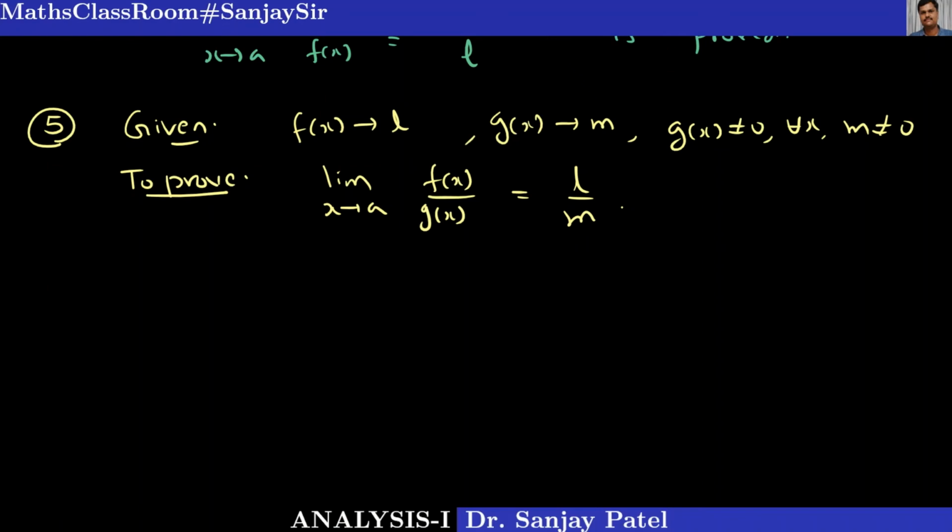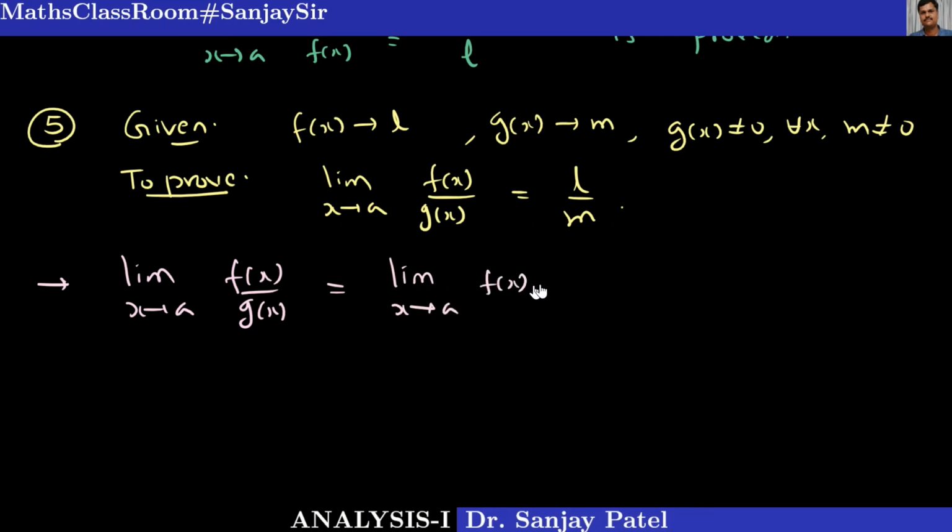Now we consider the limit x tends to a of f(x) upon g(x). Here we don't have to use the epsilon delta because we already proved results 3 and 4, which I will be using in this. This I can write as f(x) into 1 upon g(x). And remember, as m is not 0 and g(x) is also not 0, since g(x) tends to m, 1 upon g(x) tends to 1 upon m.